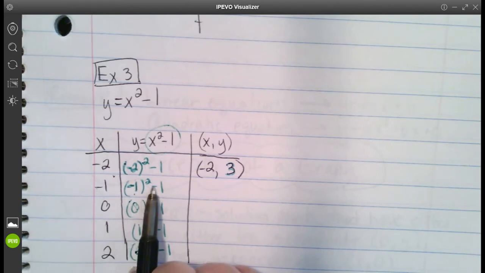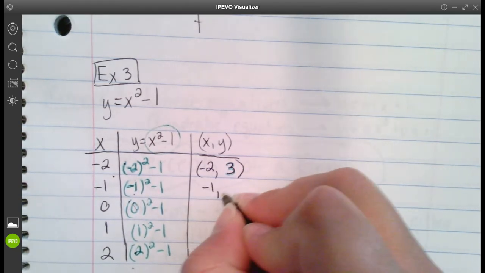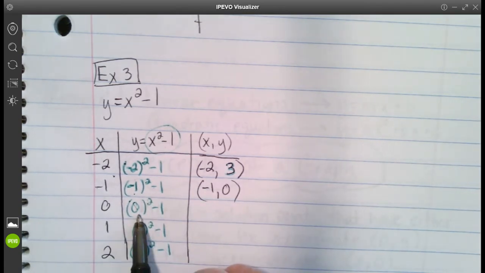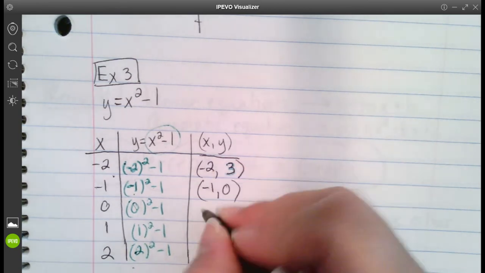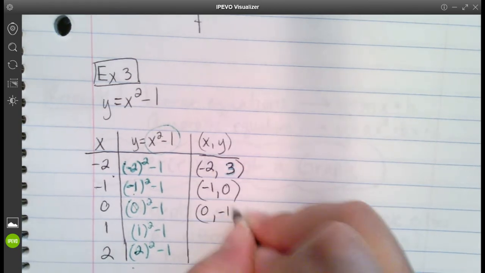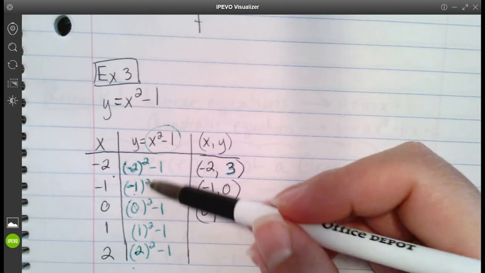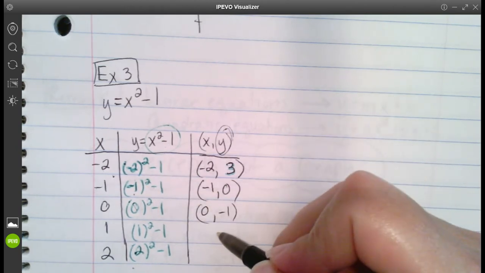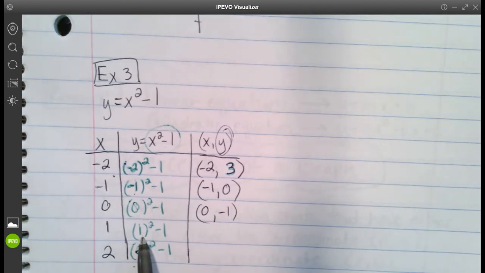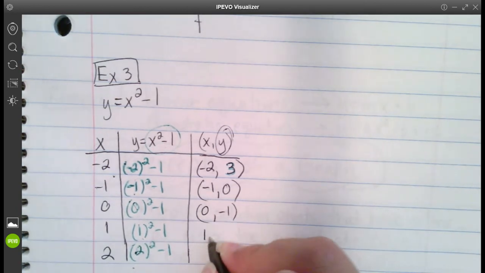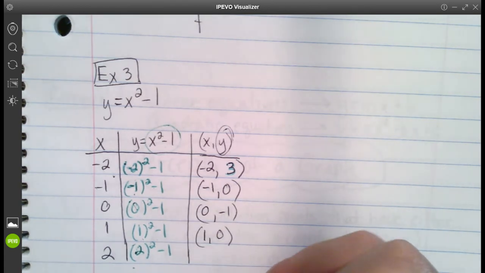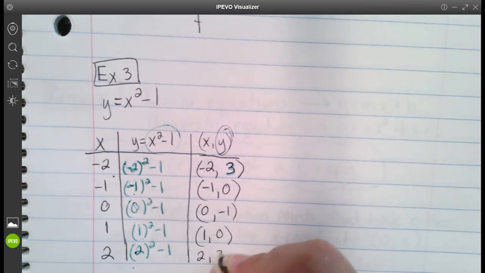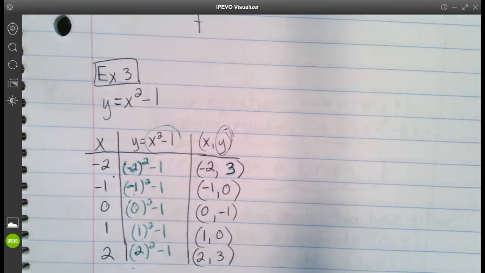Okay. -1 squared is 1. 1 minus 1 is 0. So we have -1, 0. Okay. 0 squared is just 0. And then 0 minus 1 is -1. So 0, -1. Just in case you didn't catch it yet, the number that I'm getting from here is the second value here. It's the y value. Okay. 1 squared is 1. 1 minus 1 is 0. So this is 1 comma 0. Okay. And finally, 2 squared is 4. 4 minus 1 is 3. So 2 comma 3.